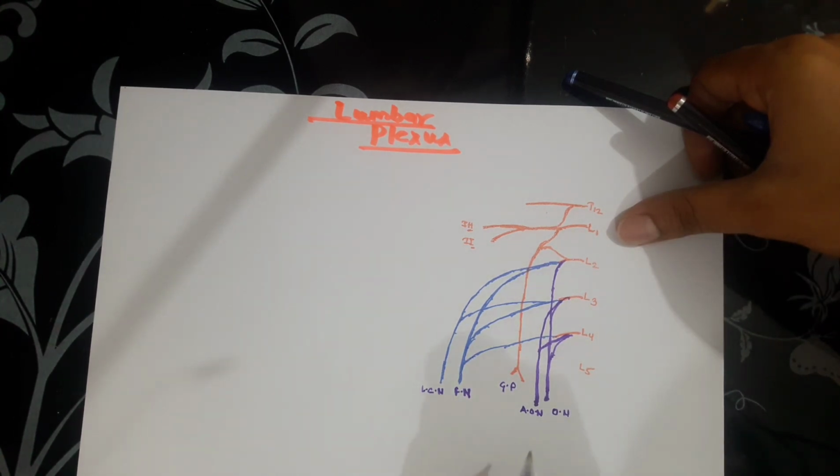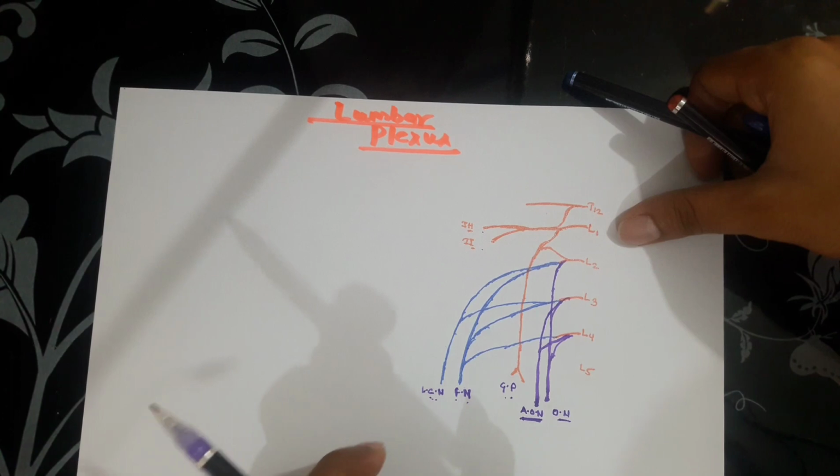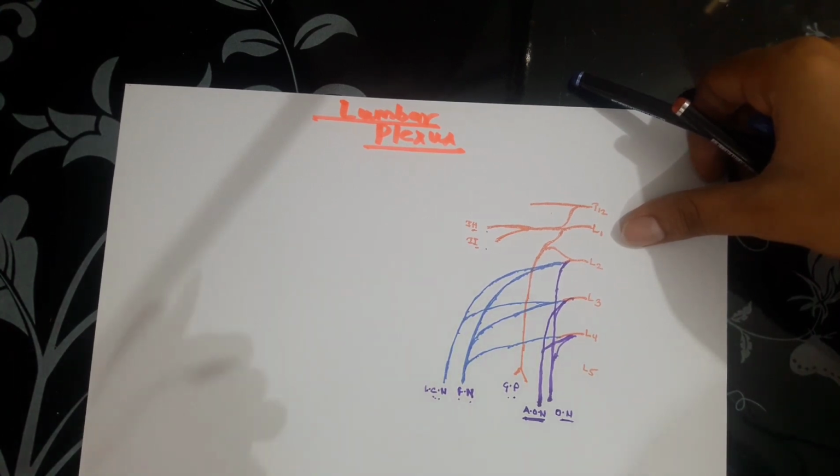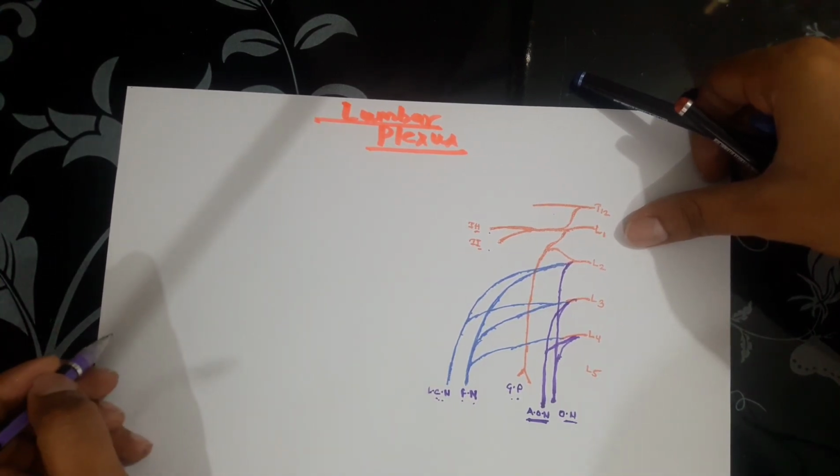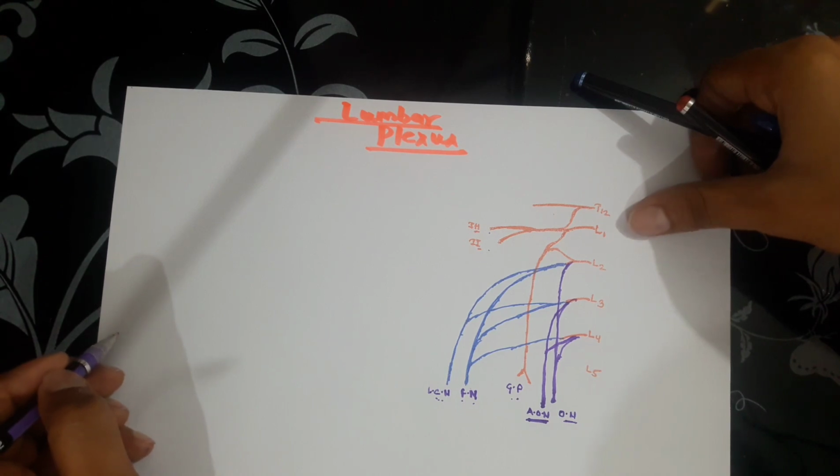So these are all the main branches of the lumbar plexus. We are not including the accessory obturator nerve as a main branch of the lumbar plexus because it is not present in all individuals. So all these main branches we can also memorize through mnemonics. Now I am just going to write the mnemonics. I will tell you three mnemonics, so this is the first mnemonic.